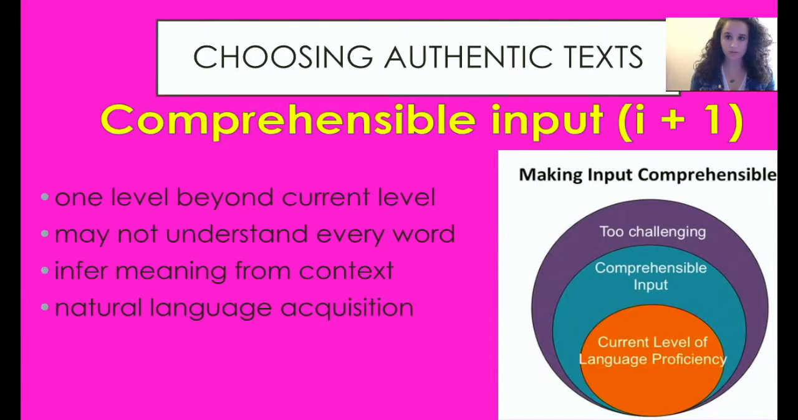So adding to what Audrey said, a theory that you can use to choose authentic text is comprehensible input theory. This is choosing material that is one level beyond their current level, meaning that they may not understand every word, but it will allow them a chance to infer meaning from context and then acquire the language naturally.